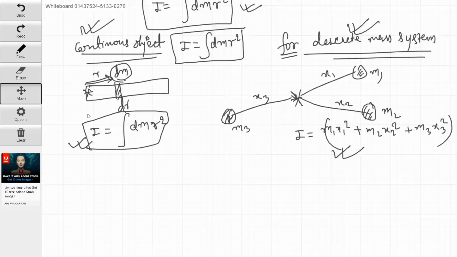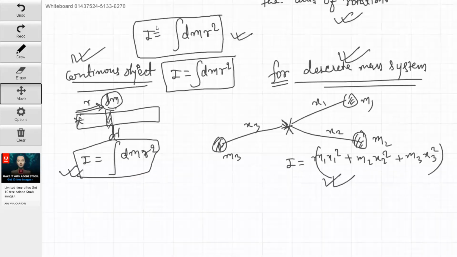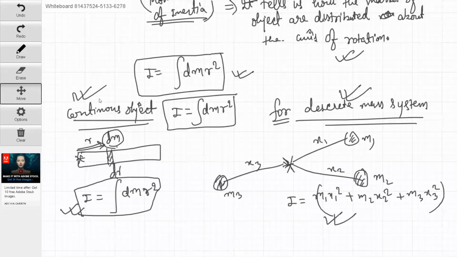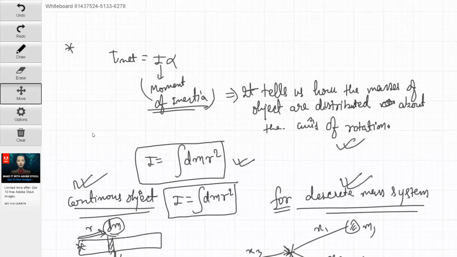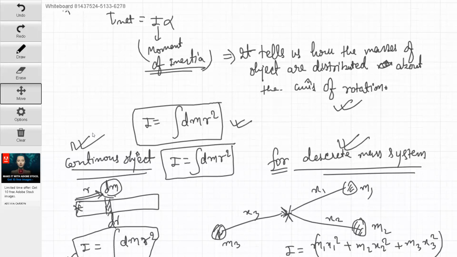Is this all right? Yeah, tell me. Sir, can you go up, sir? Sir, there you wrote moment of inertia, right, sir? Okay. Sir, can you read the last line, sir? It tells us how the masses of the object are distributed about the axis of rotation. Okay, sir.